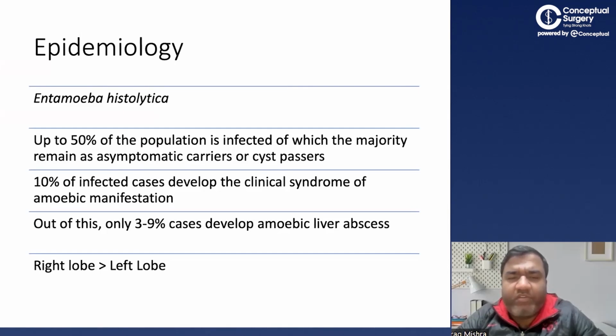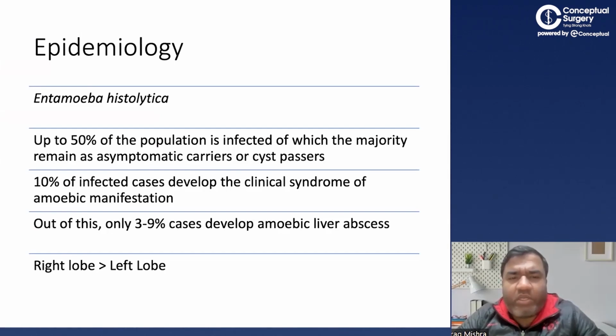So 1 out of 5 who is carrying Entamoeba in the gut will develop some disease, some problem. And out of this 10%, only 3 to 9% will develop amoebiasis. Most of them will have symptoms like diarrhea and loose stools and some GI disturbance.